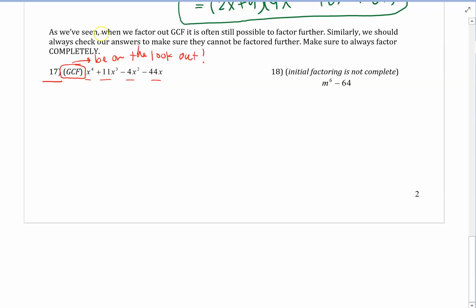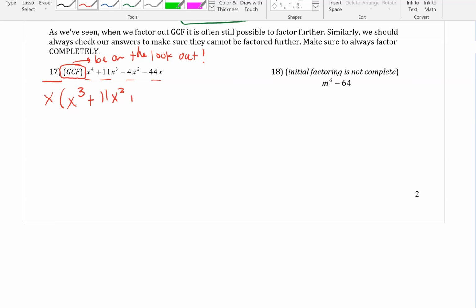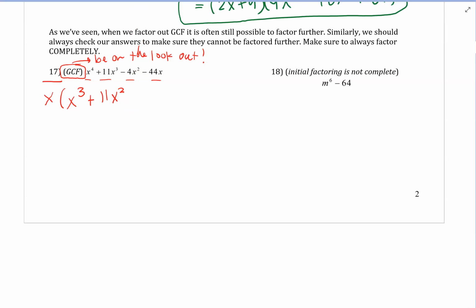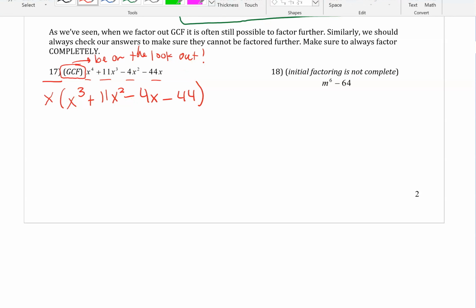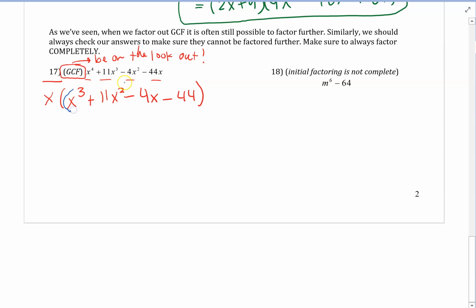So I notice, okay, they all have an x, so I'm going to take out the x, and I'll be left with x cubed plus 11x squared minus 4x minus 44. So I'm left with that. Now it's a 4 term. So the way we factor a 4 term is by grouping. And what I do when I have 4 terms where the third one is negative, is I think of that as plus, or plus negative 4x.